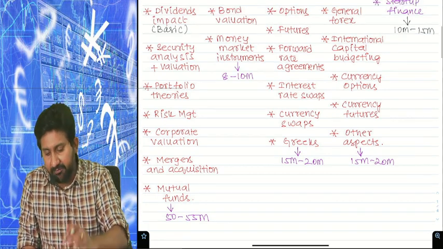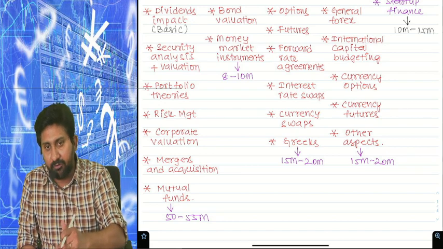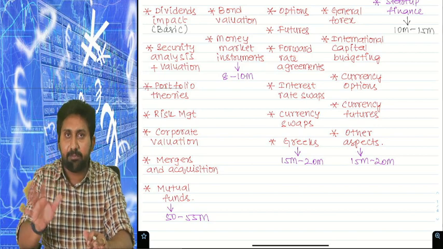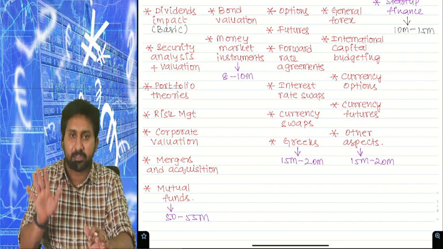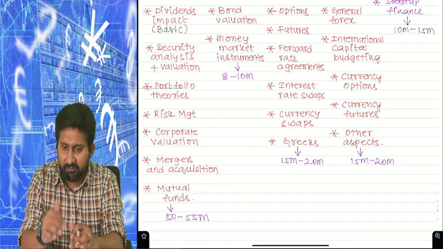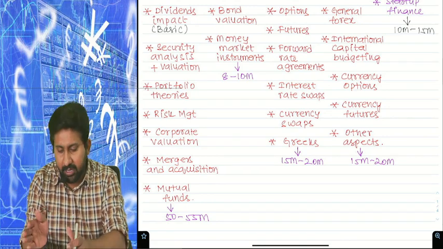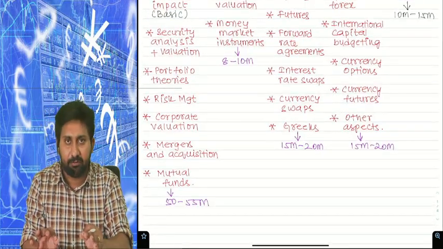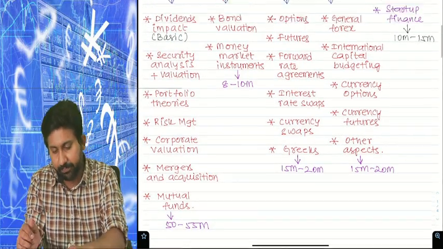So technically, if you take 1, 2, 3, 4, 5, 6 chapters, 6 chapters at a minimum of 8 marks each, 48 to 50 marks will come. At least 1 or 2 chapters inside this will come for more than 8 marks. Therefore, this area will account for 50 to 55 marks of our total syllabus portion.